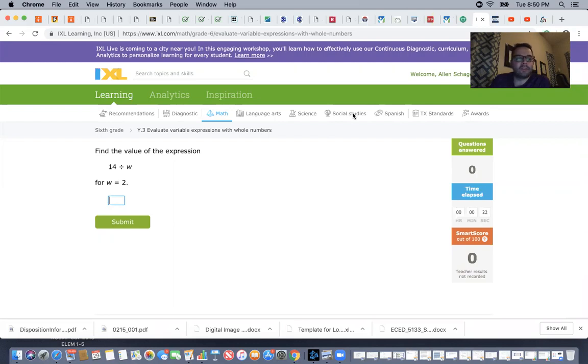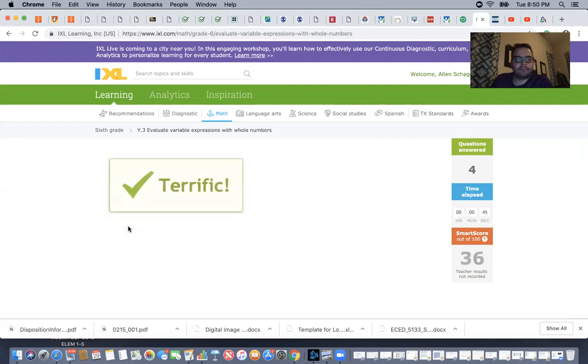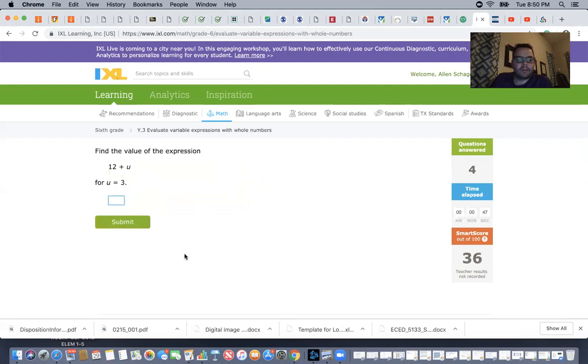So this one says 14 divided by 2 is 7. You should be able to do the first couple in your head. Some of them require you to write stuff down, and it's not a big deal if you have to. So 12 divided by 2 is 6. 7 plus 11 is 18. 20 minus 9 is 11. 12 plus 3 is 15.